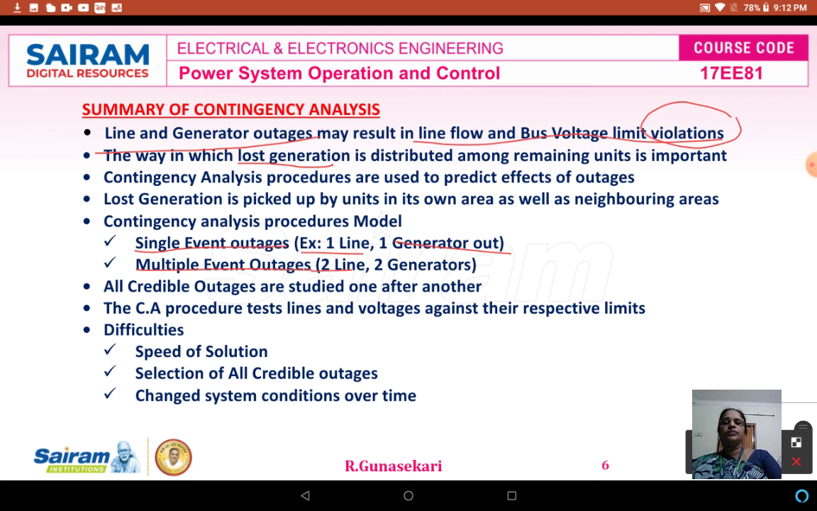Here, the difficulties we face during contingency analysis procedure execution: the first one is the speed of the solution. Because as the number of outages increases, the speed of the solution reduces. Then next, the selection of all critical outages we have to check. Then the system conditions change over that period of time. So these three difficulties we face during contingency analysis execution.